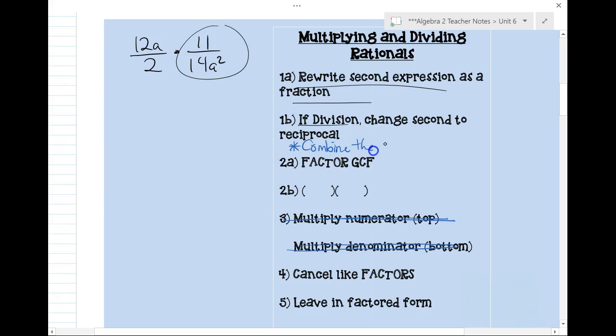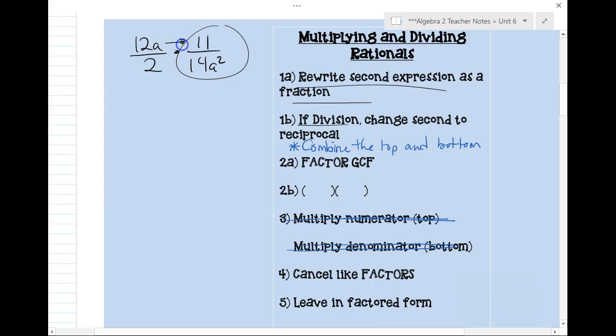the top and bottom. So after you rewrite it as an expression, you're going to combine the top and the bottom. And we're going to do that with multiplication. But I don't want you to multiply it out. I just want you to combine it into one to make everything into one fraction. So let's show you how to do that.